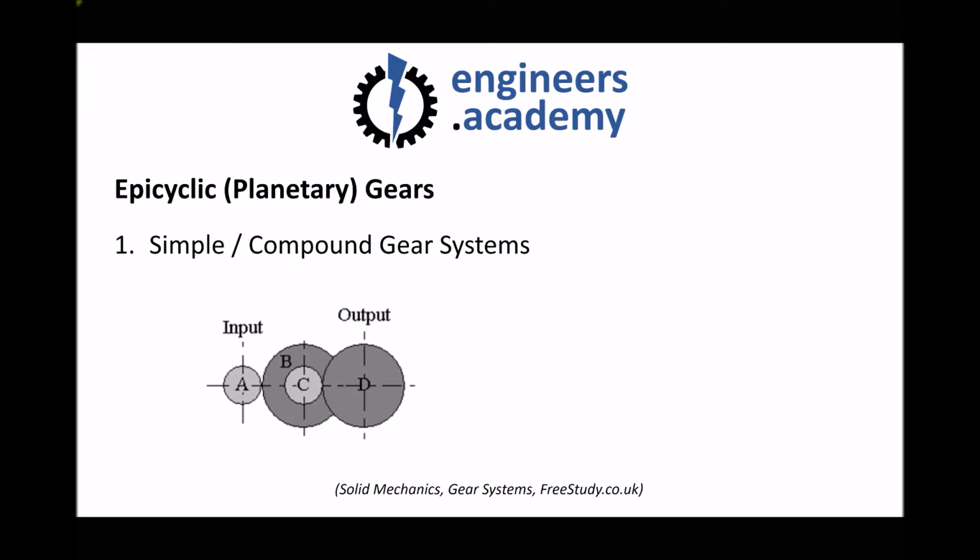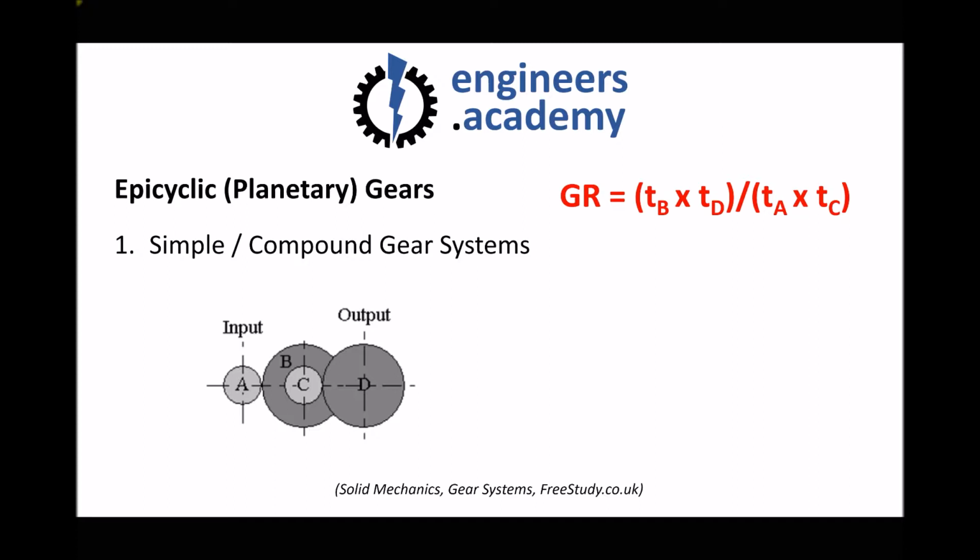Our formula for gear ratio in this case was the product of the teeth on the driven gears over the product of the teeth on the driver gears. So here we have two driven gears, B and D. B and D are being driven by A and C. So our gear ratio is TB times TD divided by TA times TC.